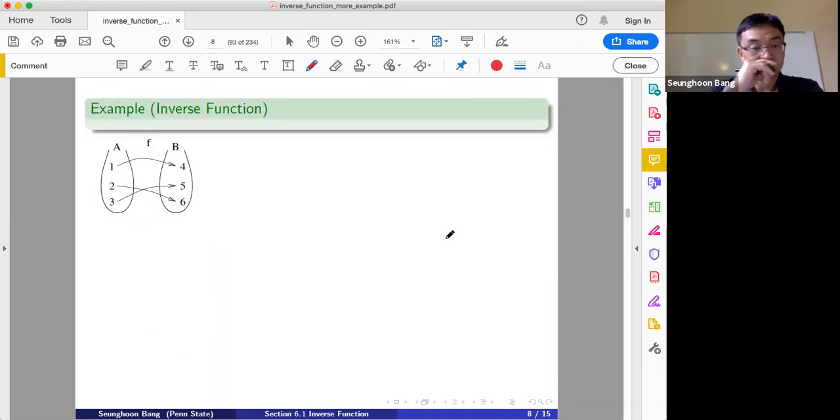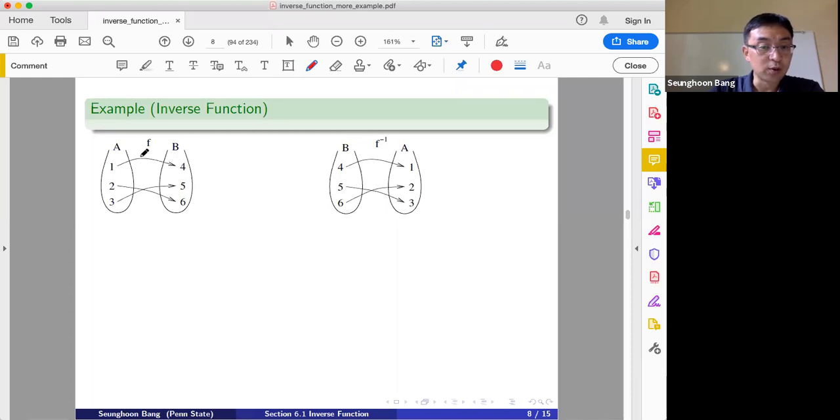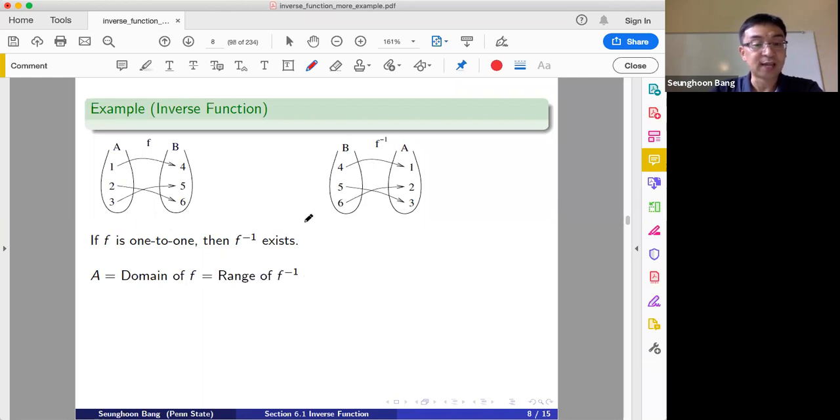Here, the AB was like an inverse relation. We can interchange the B and A. The 4 is going back to 1, 5 is going back to 3, 6 is going back to 2. We have this relation. The function f is 1-to-1. The inverse function exists. A, the domain of f, is right here, exactly the same as the range of the inverse.